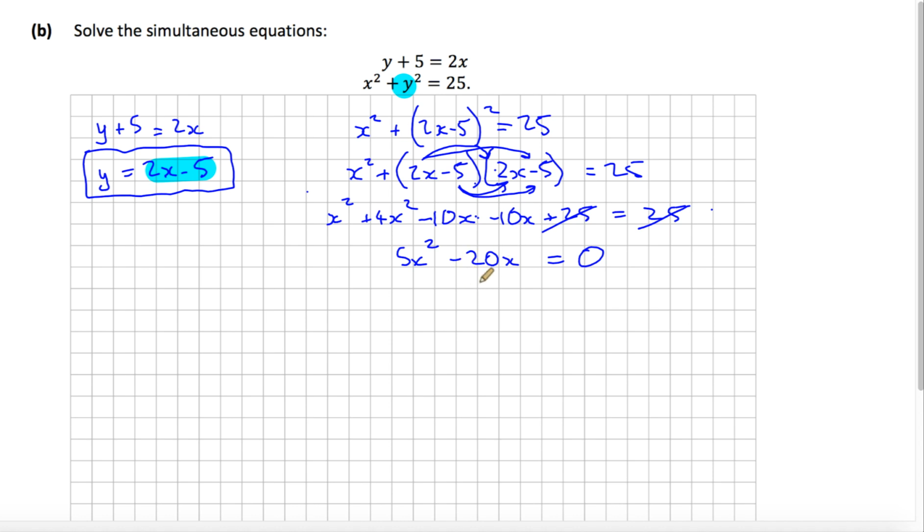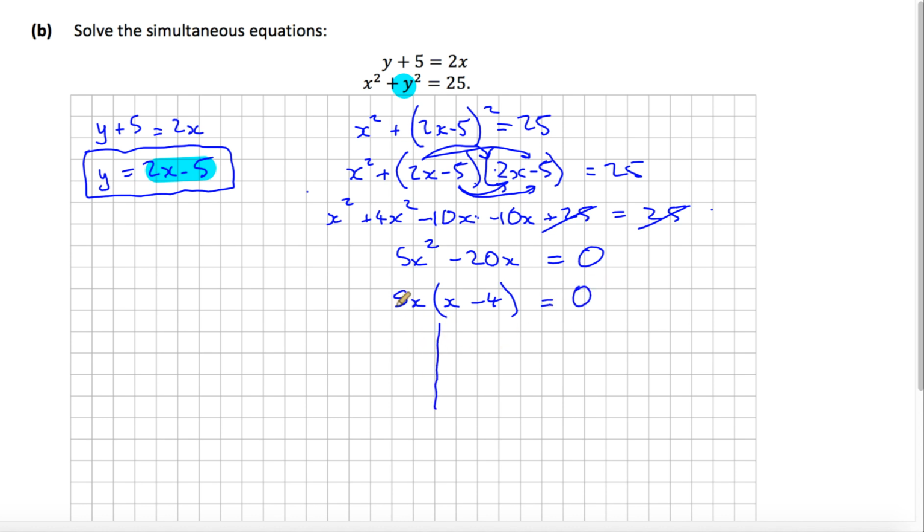Okay, so from here you could solve this by quadratic formula. You know, x equals minus b plus minus, with a as 5, b as minus 20, and the c as 0 if you want. Or we can factorize here. What's the most we can factorize out of both of these terms is 5x. 5x factorized out of this leaves x, and factorized out of this leaves negative 4. And that's equal to 0.